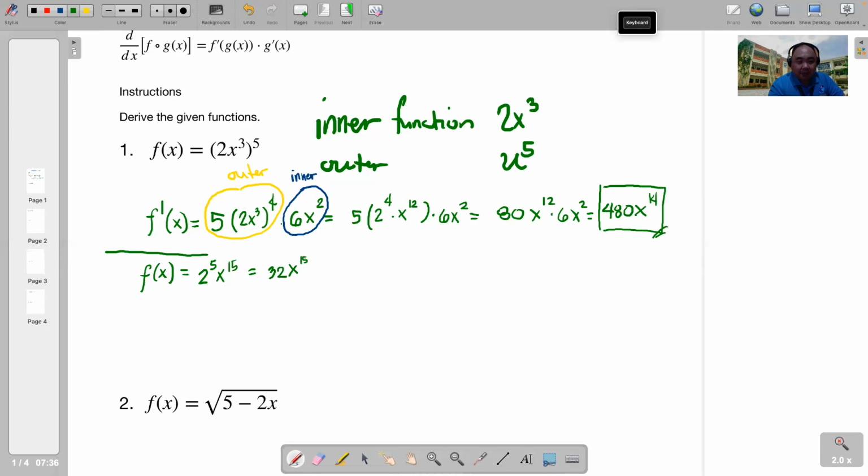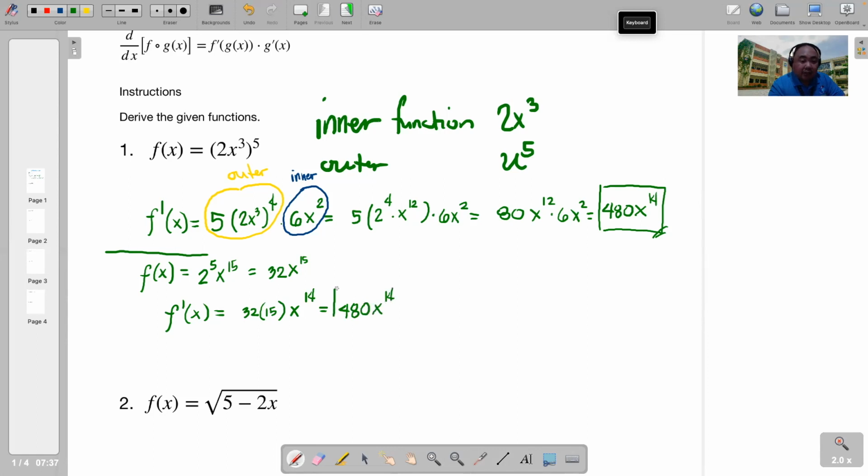Now that you have this simpler function that is not a composition of functions, you can directly apply the power rule. We have f prime of x is equal to 32 times 15 times x raised to 15 minus 1, which is 14. So what is 32 times 15? That's 480x to the 14th.